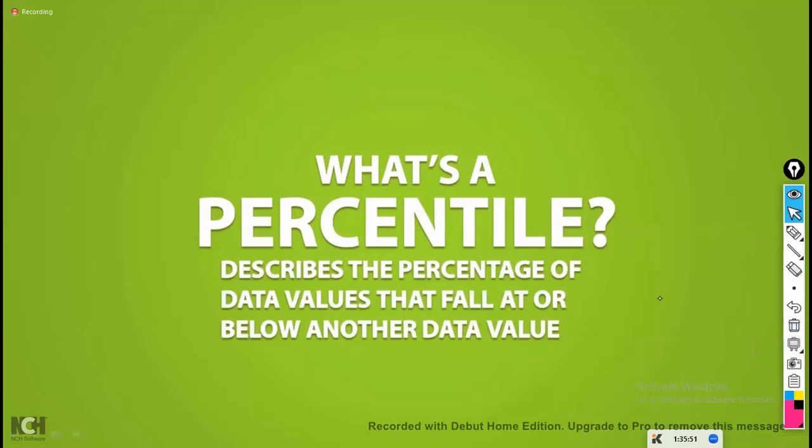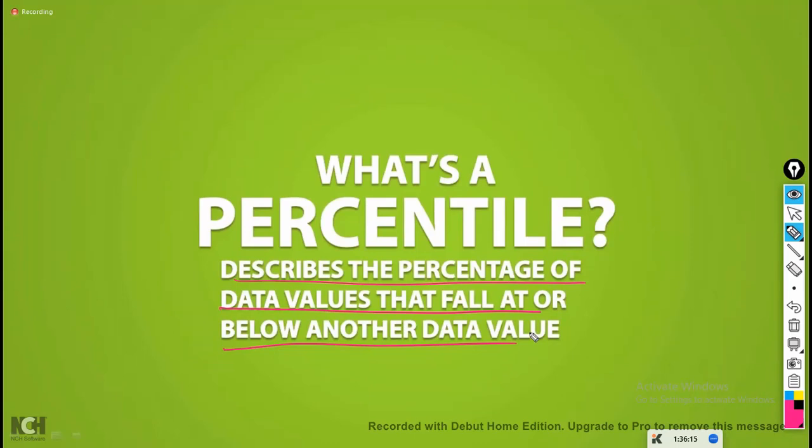Percentile means position. Percentile describes how much percentage of data values are below you. If you say I am 50 percentile, 50 percentile means 50% of the people are below you and 50% of the people are above you. If you say I am in the 90 percentile, what does it mean? Below you, 90% of the people are there.